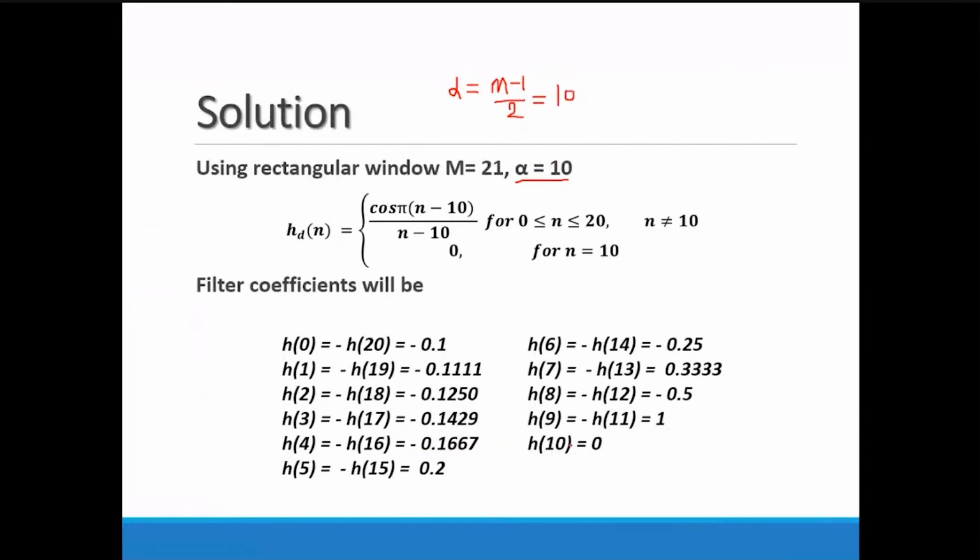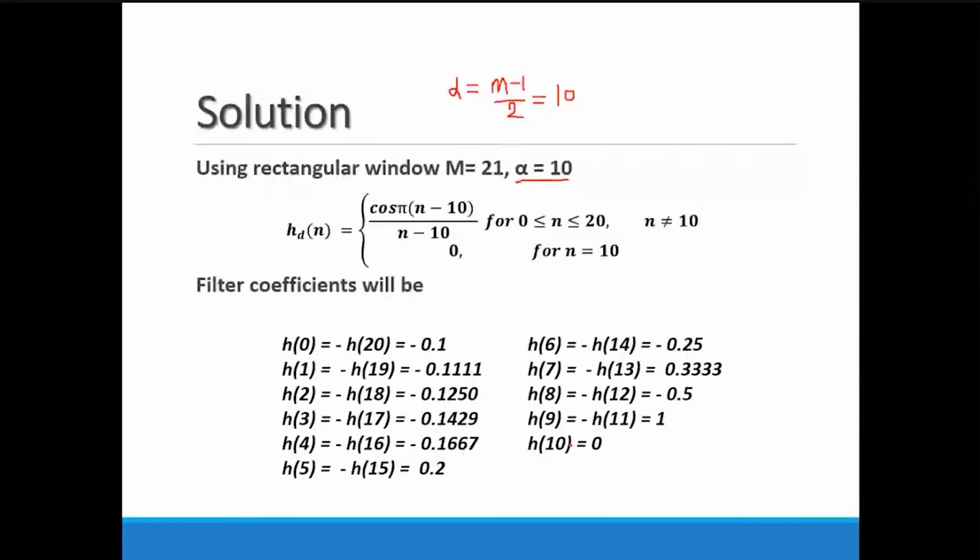Remember this: in many books it is mentioned as tau. So n minus tau or n minus alpha is given. The calculation is very simple. If M has an odd value, then (M minus 1) by 2. If M has an even value, then M by 2.